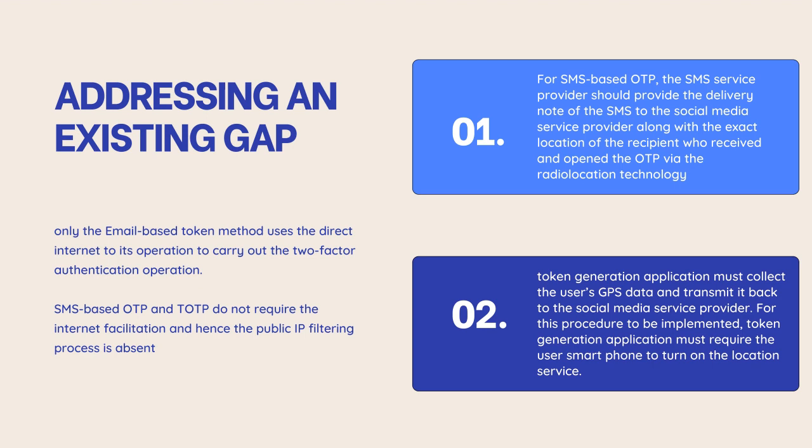For the TOTP method, the token generation application must collect the user's GPS data and transmit it to the social media service provider. For this procedure to be implemented, the token generation application must require the user's smartphone to turn on the location service. Then similarly, the social media service provider should compare the application location and the user's usual location to establish the connection.